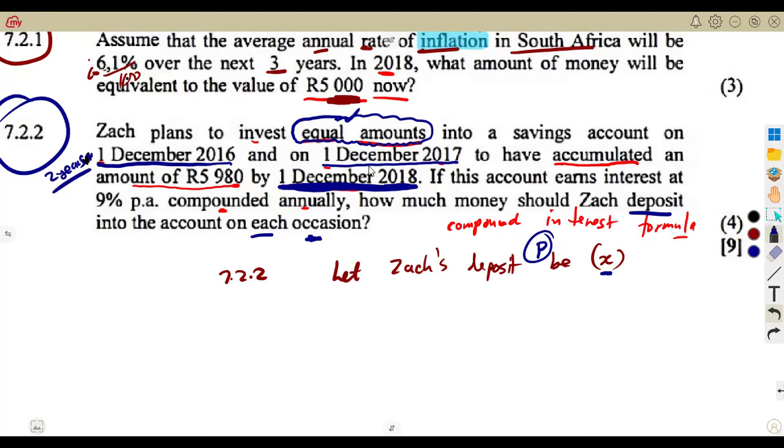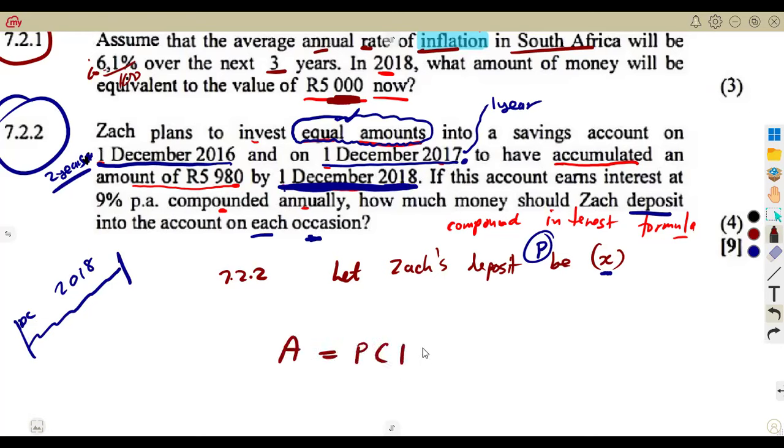What about the last one of 1 December 2017? From 1 December 2017 to the end, which is 1 December 2018, 2017 has already ended. So within 2018 is where the money increased. So this one just took 1 year to increase. So what does it mean? It means the accumulated amount, since we are dealing with the compound interest formula, is going to be P into 1 plus i to the exponent of the first one.